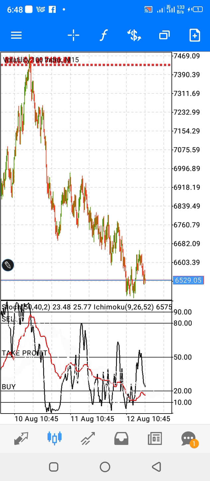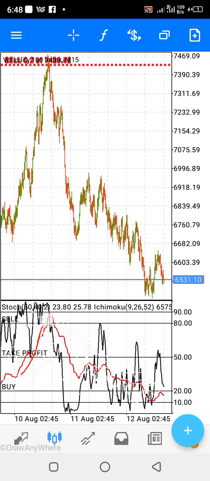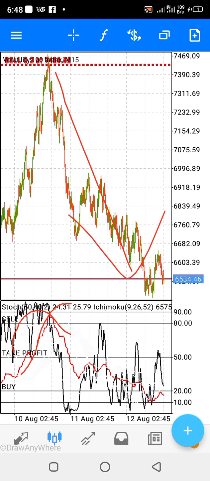Okay. So the trick here is that the moment you see the red line and then the black crossing between the 90 and 80, on top of the 90 and 80, or on 80 or on 90, then it is telling you the market is going to go down. So you have to take a sell entry. That is exactly what I did. So if you are not afraid, you can do that and wait, and you will see the results.